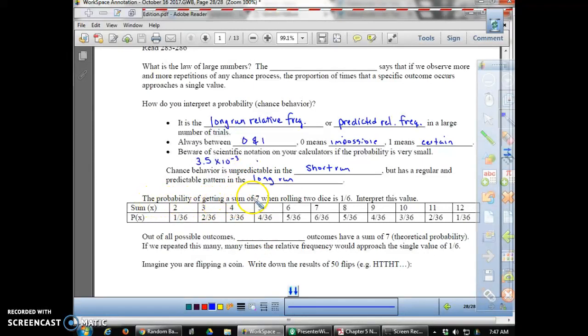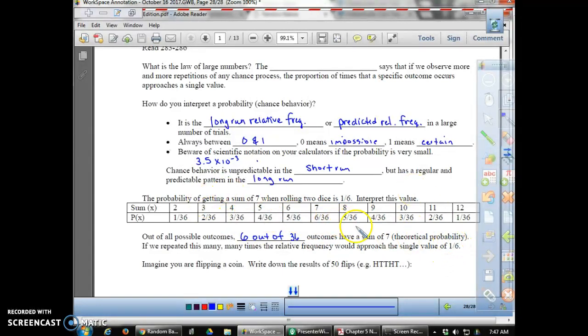So the probability of getting a sum of 7 when rolling 2 dice is 1 in 6. Interpret this value. Okay, of all possible outcomes, 6 out of 36 outcomes have a sum of 7, and that is a theoretical probability. So if we actually repeated this, and rolled 2 dice and summed them up, we would definitely not get exactly 6 out of 36 to sum to 7. Now, if we repeated this many, many times, then it would approach the probability of 1 in 6. And that's because it's 6 over 36, so that just simplifies down.